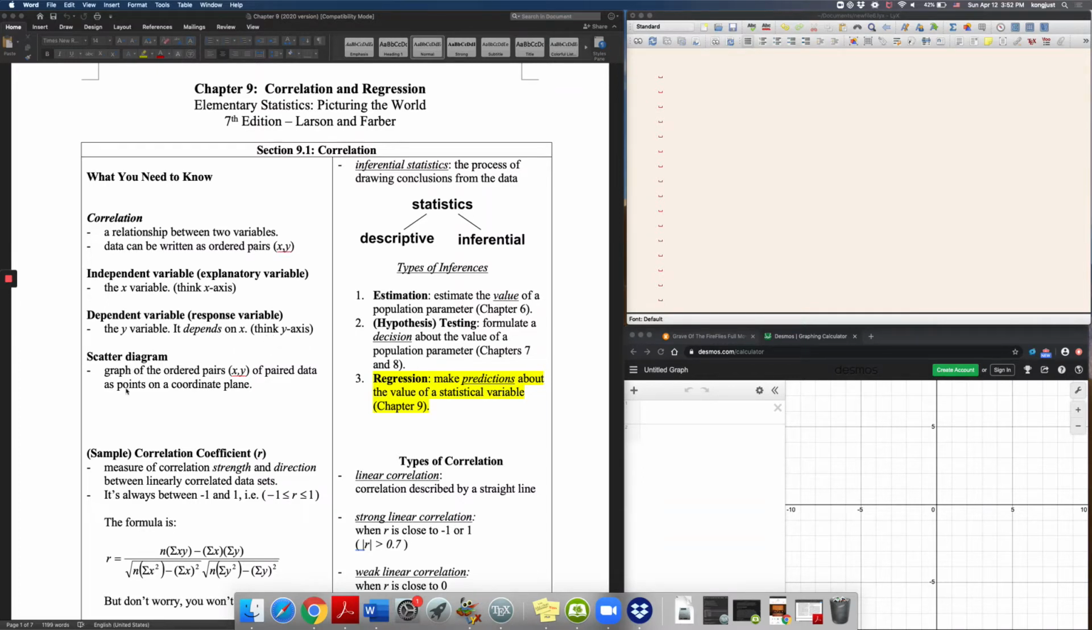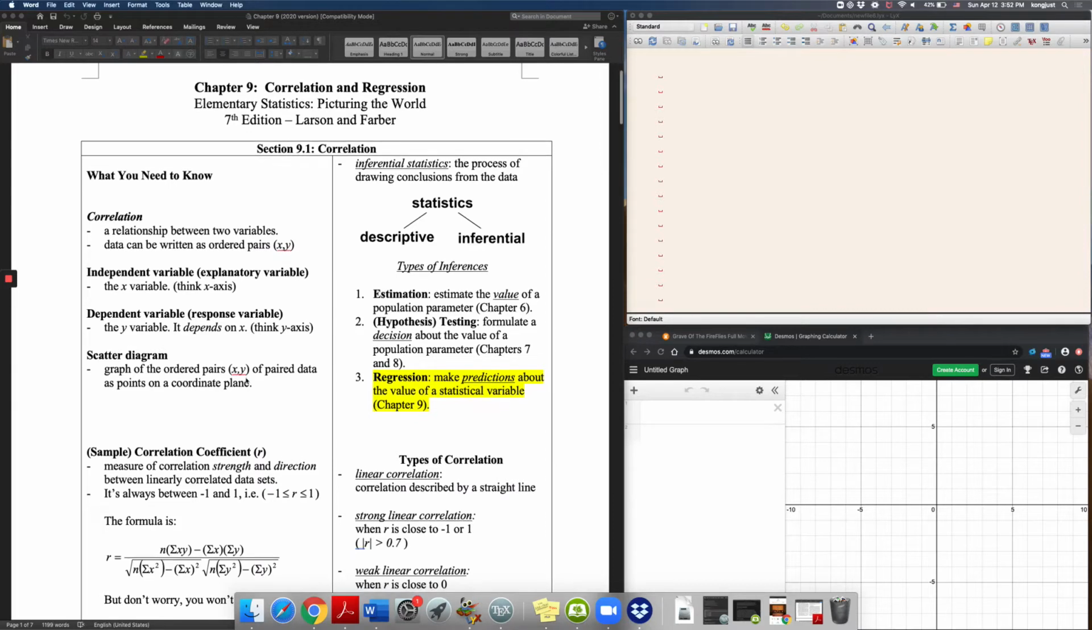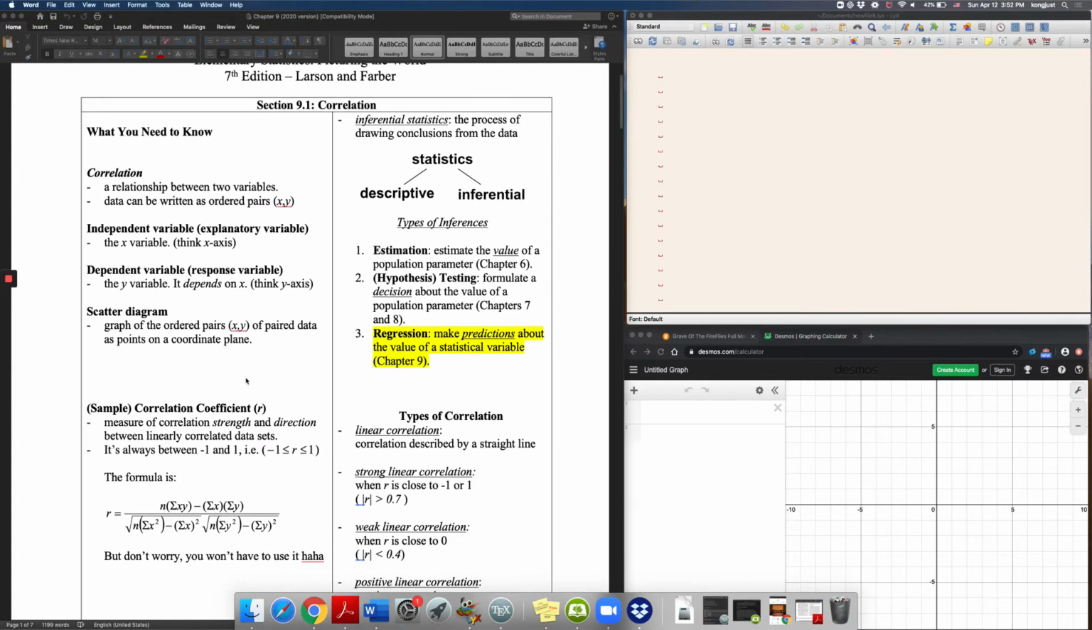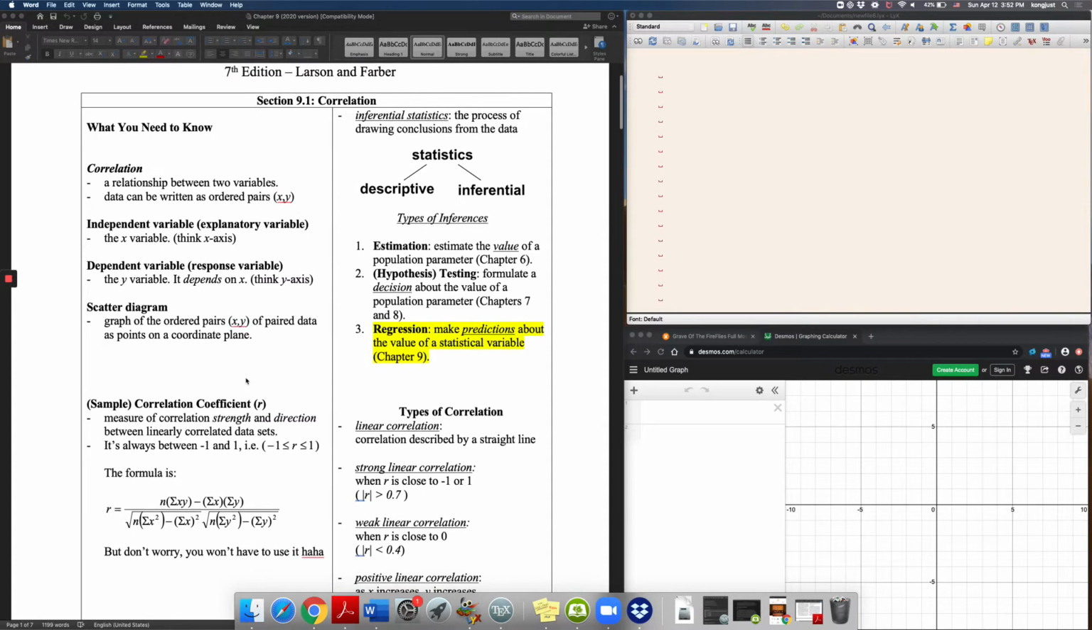Or a scatter diagram. I'm guessing you might have seen this as well. The scatter diagram is just a graph of the ordered pairs, x comma y. So x is the x-coordinate, y is the y-coordinate. X is horizontal, y is vertical, of paired data as points on a coordinate plane. And so you have two sets of data, right? You're pairing them up, and you just draw the points that are associated with them. We'll look at more examples, so you'll see what I mean later if that does not make sense to you.